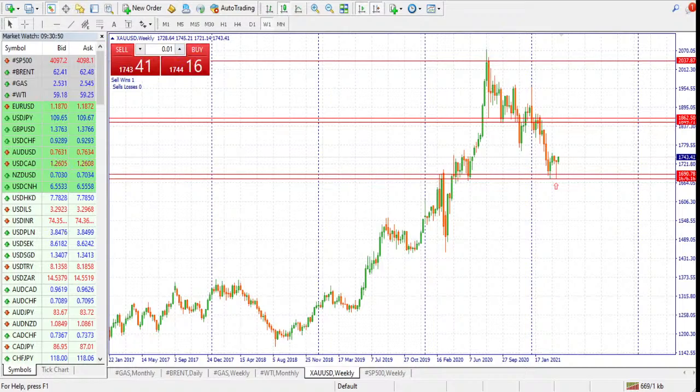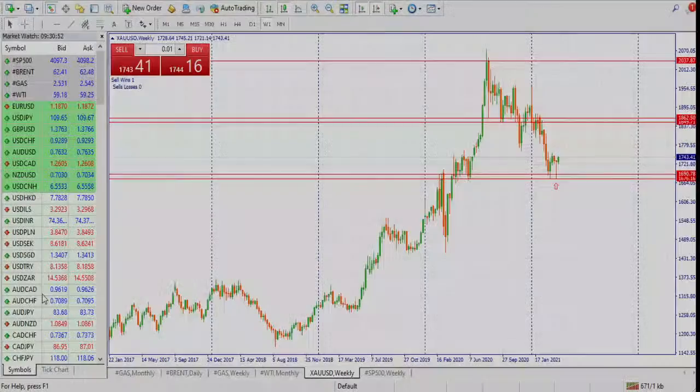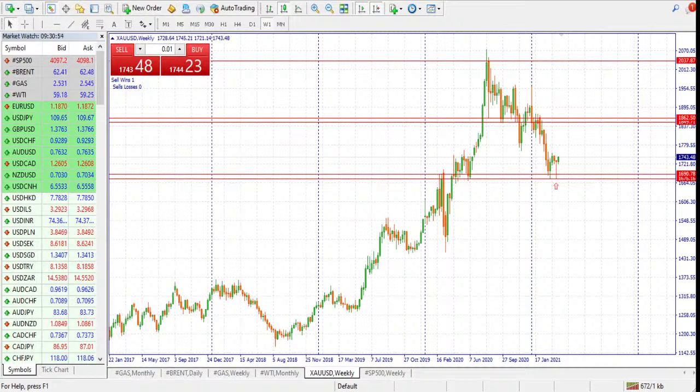Just a second. Sorry. Just a second. Let me align my screen so that you're able to see what I'm referring to. Just a second.